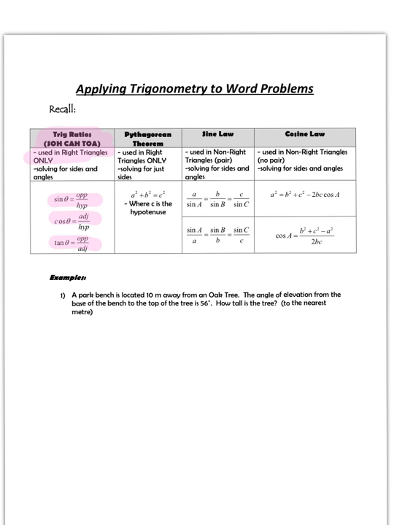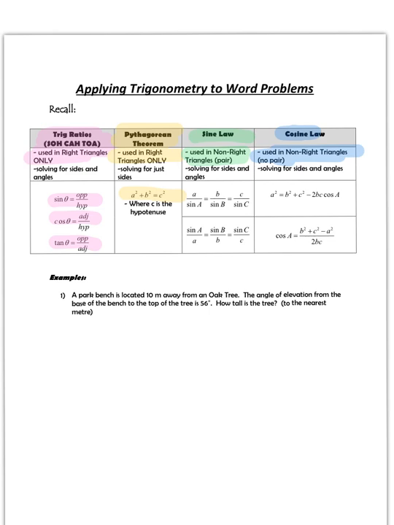Also, we have our Pythagorean theorem, also for right triangles only, and they're going to be for sides only. So we can use trig ratios for sides and angles, but we use Pythagorean theorem for sides only. We have our sine law, which we've been working on since last week, for non-right triangles, and then we have our cosine law that is also for non-right triangles.